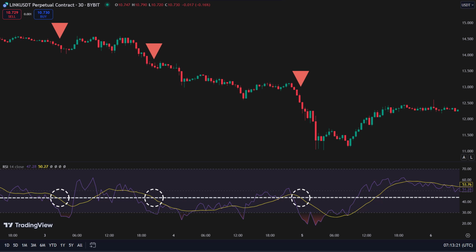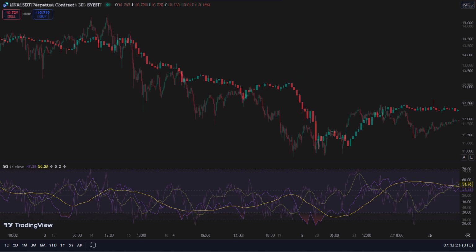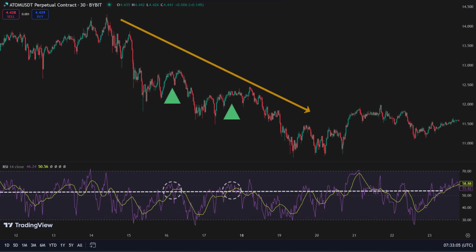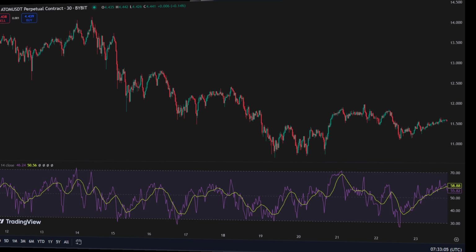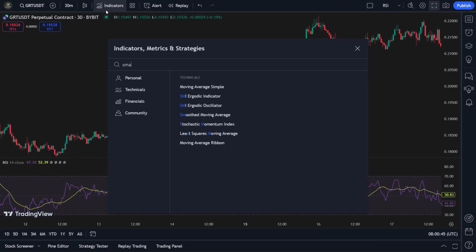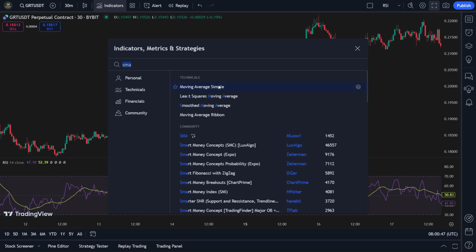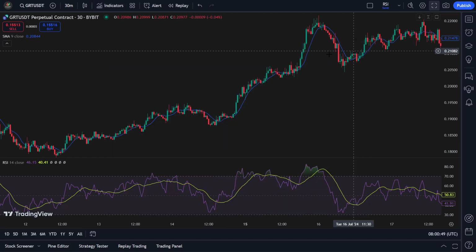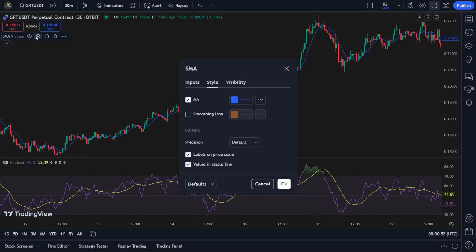However, we can't rely on the RSI alone. Using it without a broader trend filter could lead to false signals, especially when trading against the long-term trend. That's why we need a second indicator to confirm the overall market direction. Next, we'll add the 200-period simple moving average to our chart. The 200 SMA is a popular indicator for identifying long-term market trends.